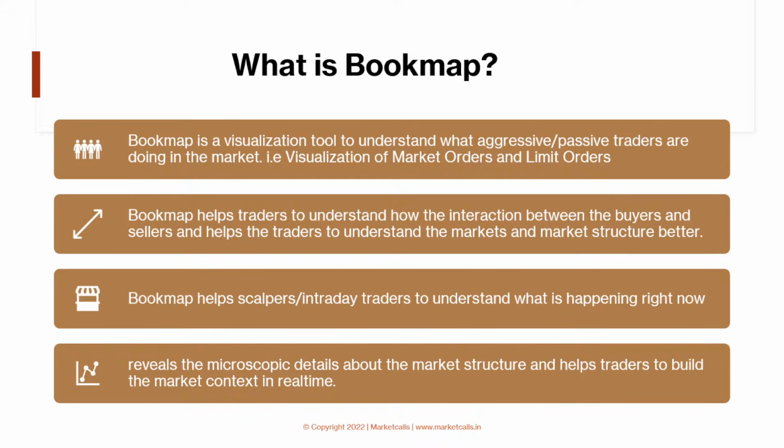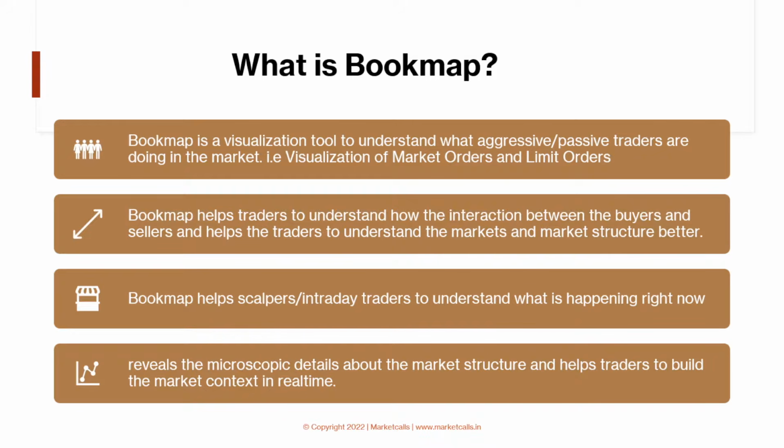Bookmap helps you to understand the visualization of the competitors. So who are the competitors? Anybody other than me is a competitor. Right? So when it comes to markets, our competitors can be aggressive traders and competitors can be passive traders, which we can visualize using Bookmap. We can visualize both market order also. We can visualize the limit order activity also.